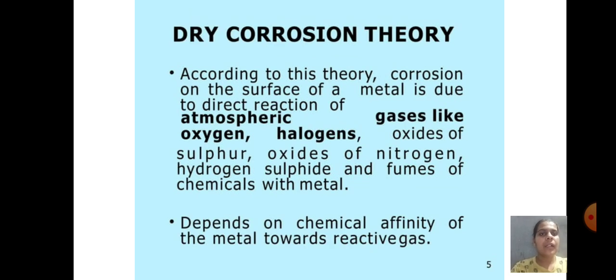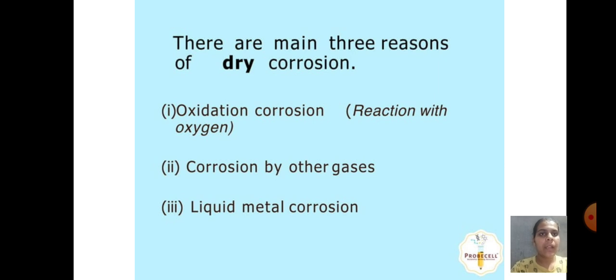According to this theory, corrosion on the surface of a metal is due to direct reaction of atmospheric gases like oxygen, halogens, oxides of sulfur, oxides of nitrogen, hydrogen sulfide, and fumes of chemicals with the metal. It depends on the chemical affinity of the metal towards the reactive gas. There are three main types of dry corrosion: oxidation corrosion, corrosion by other gases, and liquid metal corrosion.